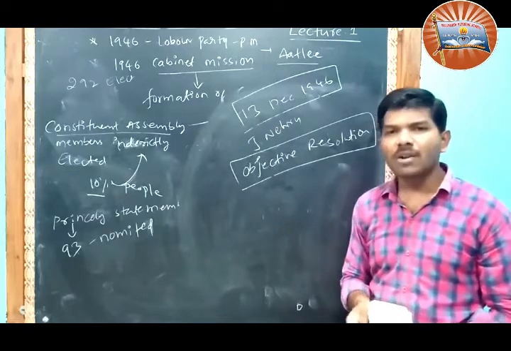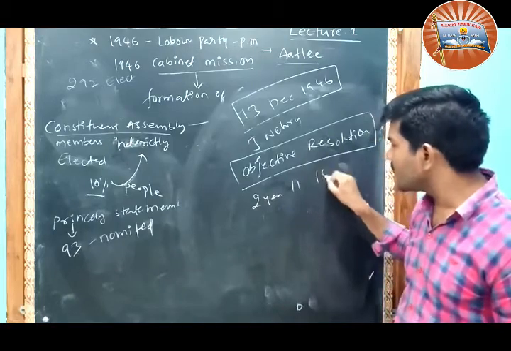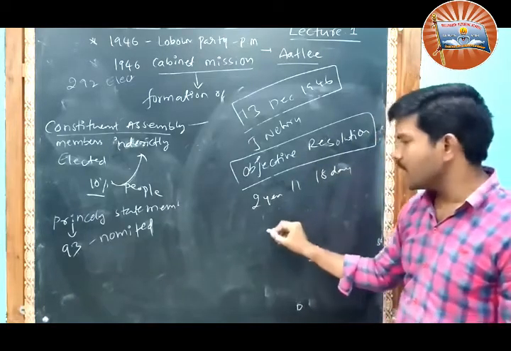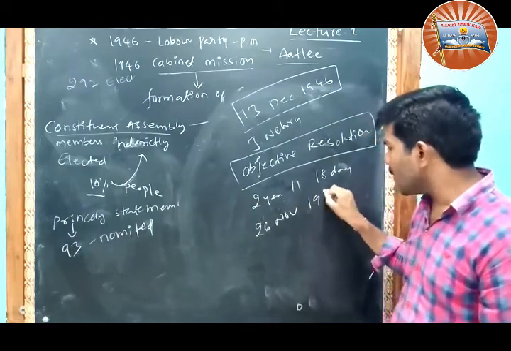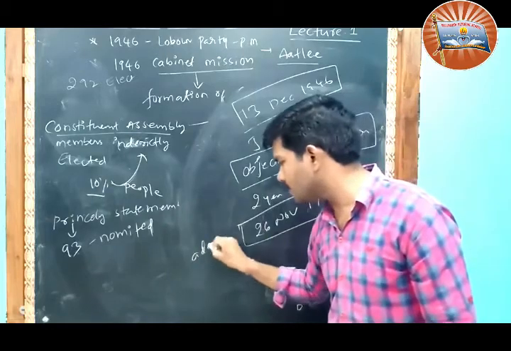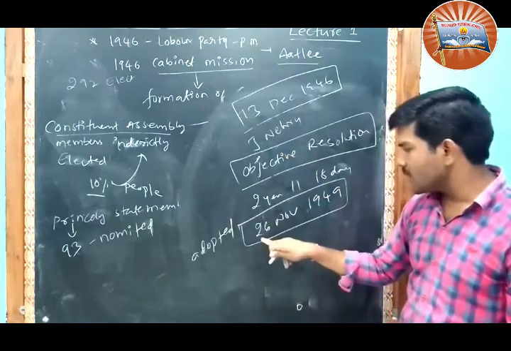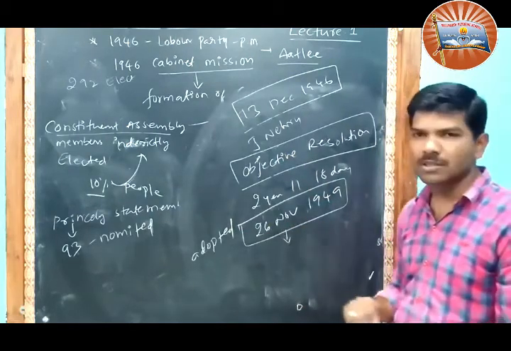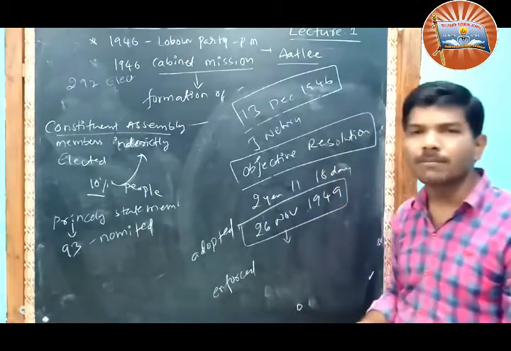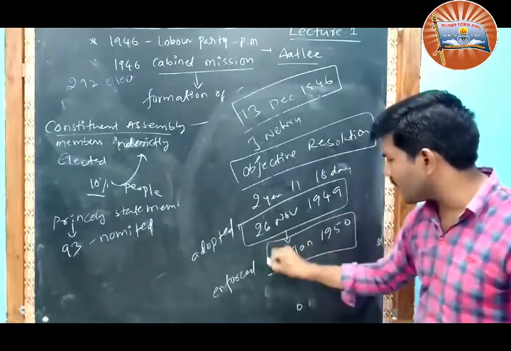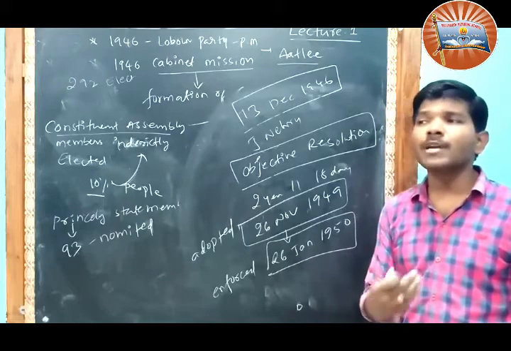Finally, the drafting committee took 2 years, 11 months, 18 days. And we know that on 26th November 1949, the constitution was adopted. Ready? We made our constitution by 26th November 1949, but we enforced our constitution from 26th January 1950 onwards. Our constitution came into effect.